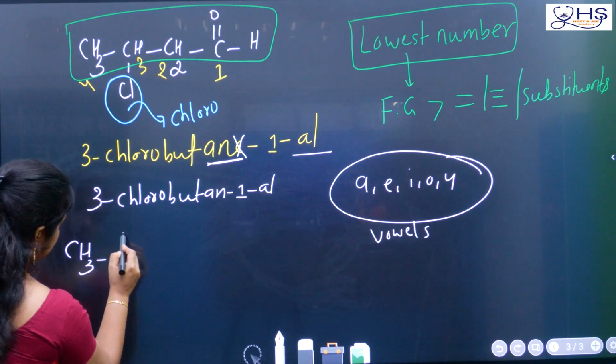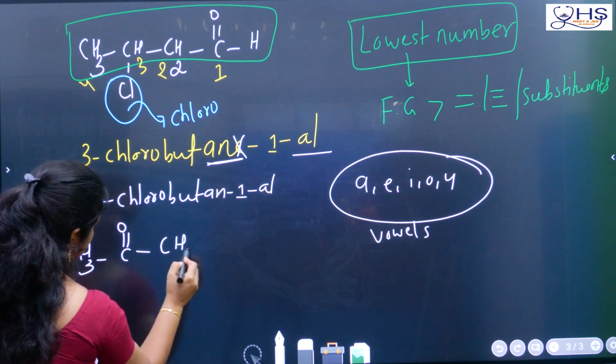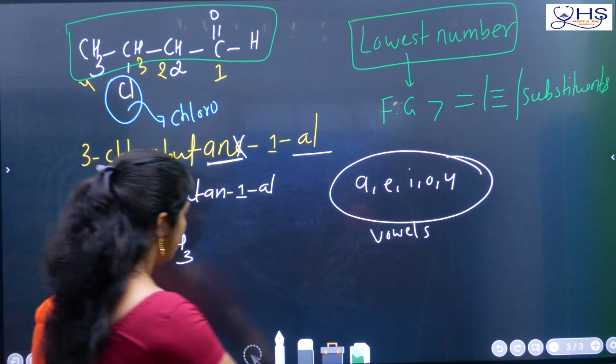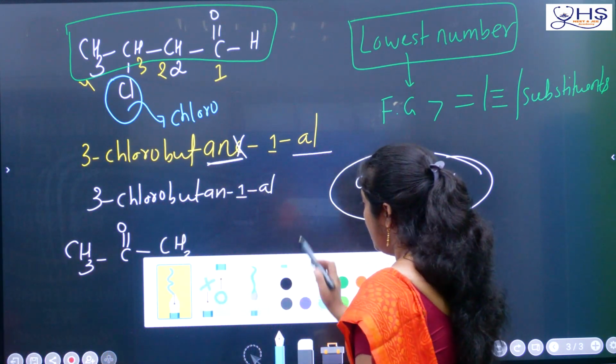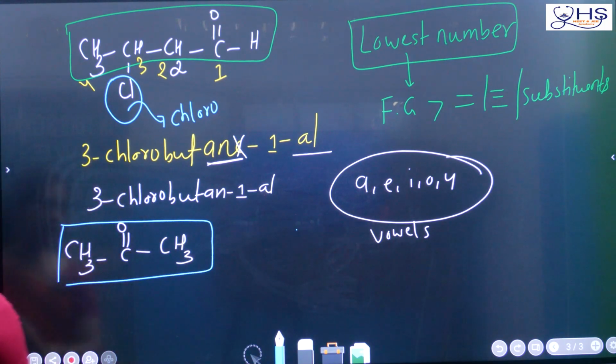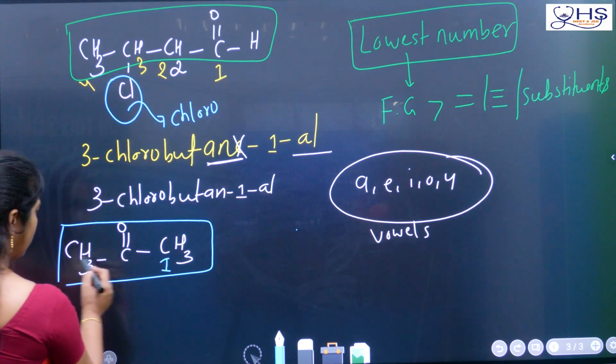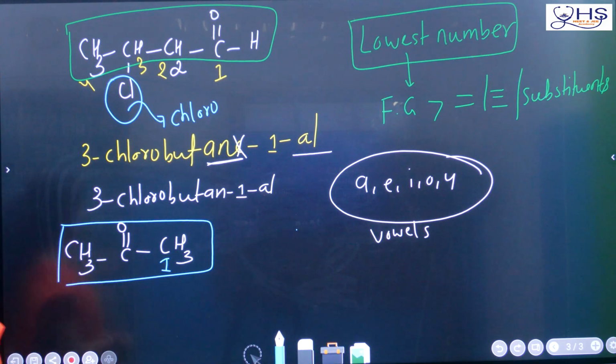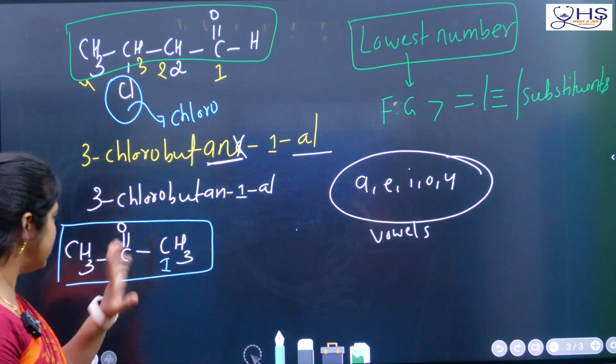CH3, C double bond O, CH3. So what is the name of this ketone? Same procedure will follow. Now our longest carbon-carbon chain will be this one. Now numbering, either here I am starting or here, anyhow my functional group ketone is getting second number from either side.